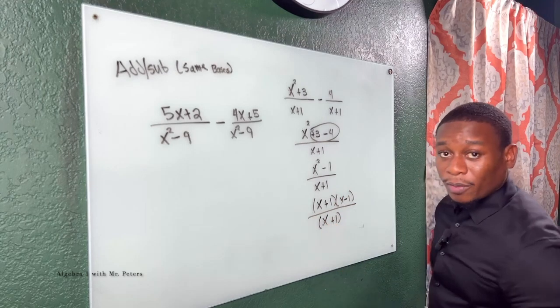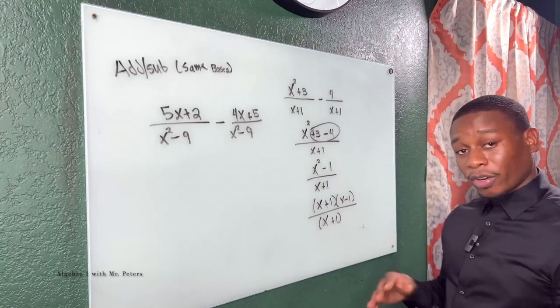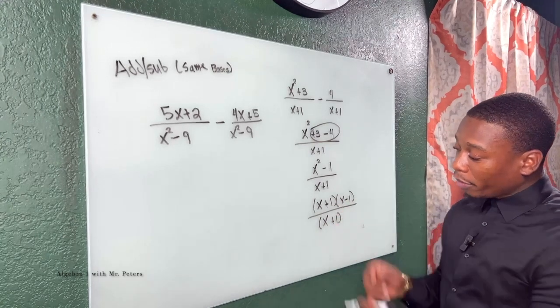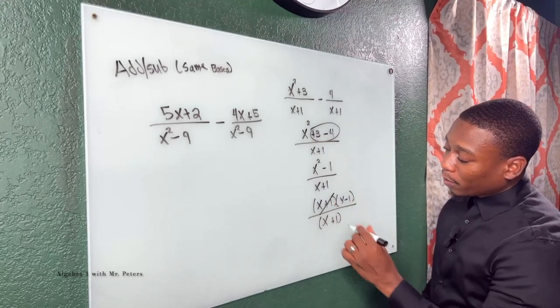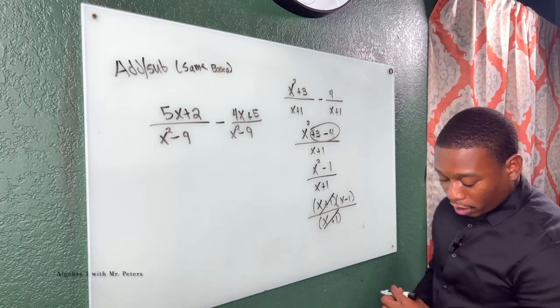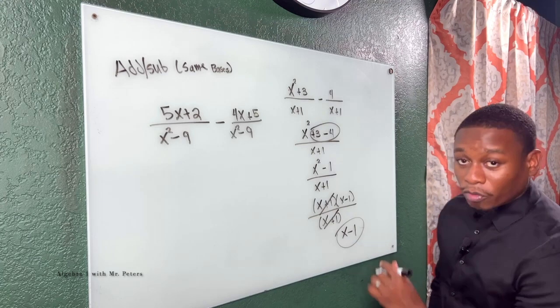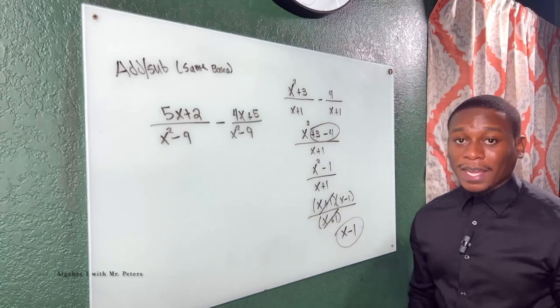So at this step, we are done factoring. We can't factor anything more. However, we notice that we have common factors. So I cancel x plus 1 with x plus 1, and my final answer is just x minus 1. We don't have to put it over 1 because this is the same exact thing.